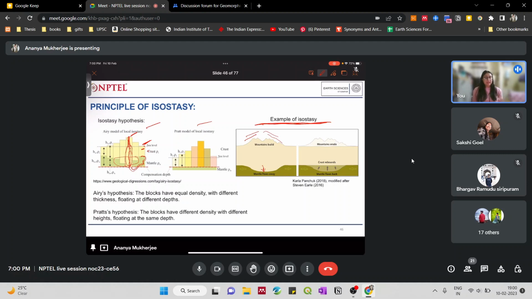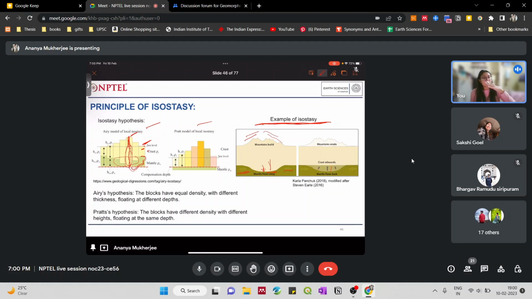Okay, you can see the arrows over here. When the root is sinking, the mantle material flows away from this place. When the root is rebounding, that we call crustal rebound. Okay, this is very much evident in glacier areas.